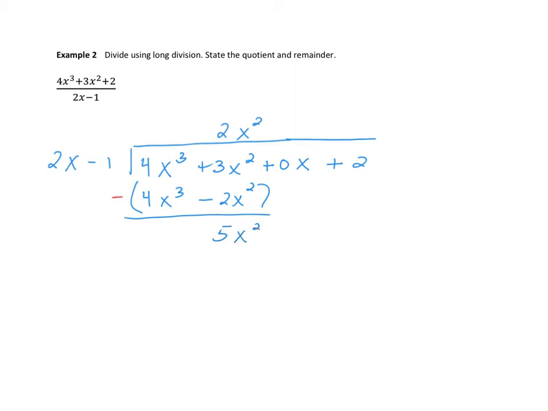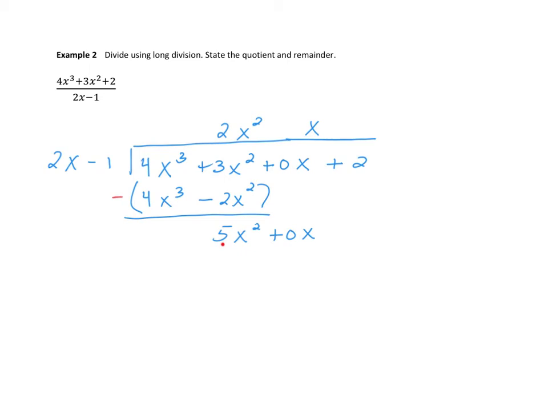I'll now bring down the plus 0x. And I want to keep going until I get to my last spot. So now what I do is I ask myself, what do I multiply a 2x by if I want to get a 5x squared? If you focus on the x's first, I know an x times an x gives me an x squared. So the variable has got to be x.